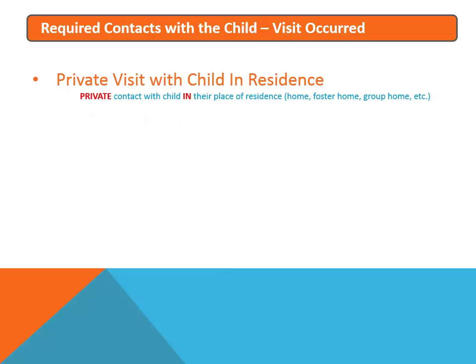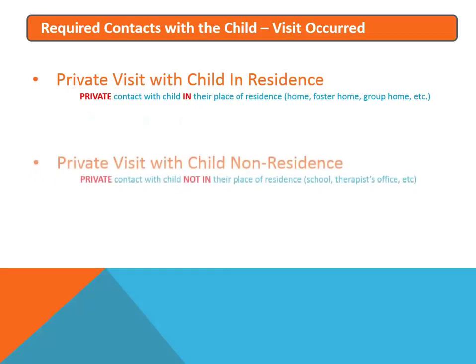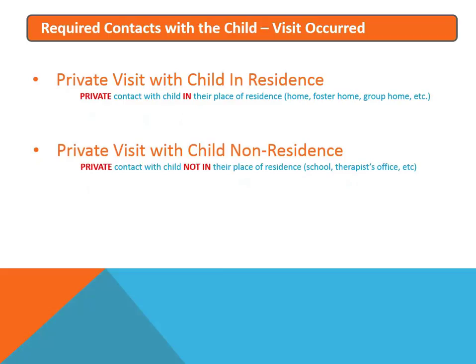This type of contact should only be used when you have seen the youth privately, which is required for youth 18 months and older. Remember, for nonverbal youth, make sure to document their growth and development and your observations of their behavior. The second required contact item type is private visit with child non-residents. Like the previous type, you would select this type of required contact when you have a private face-to-face contact with a child, but in this case, it is not in their current placement. Examples would include visits with children at a school, at a therapist's office, or other professional setting. The same rules for private visits must be followed as the previous contact type.